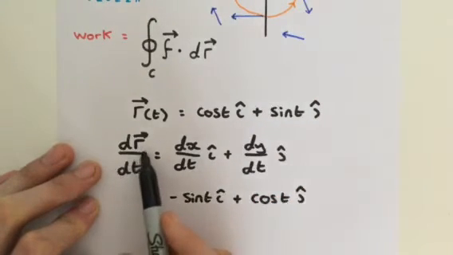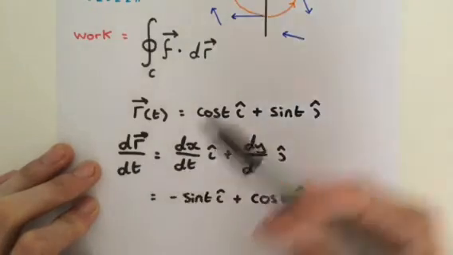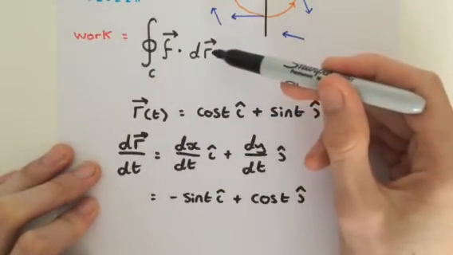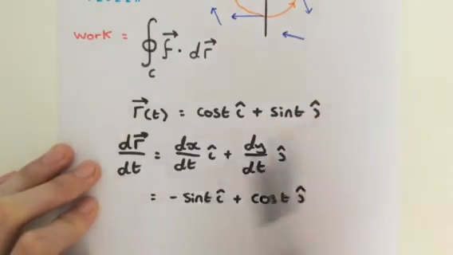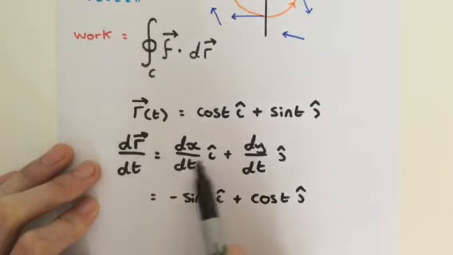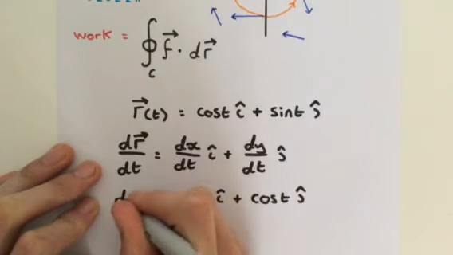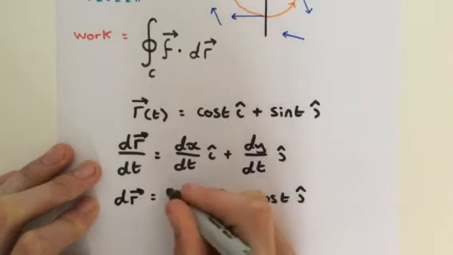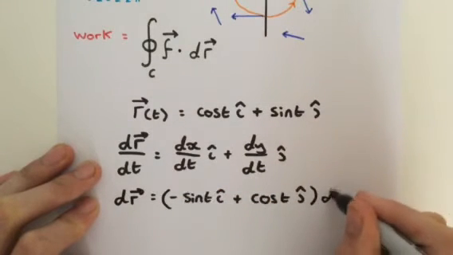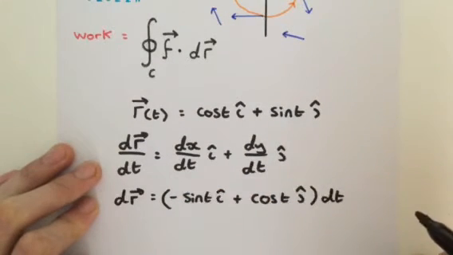This is equal to the derivative of r. But we just want dr, our differential. Therefore, if we multiply both sides of the equation by dt, we get dr. So we multiply this whole expression by dt.